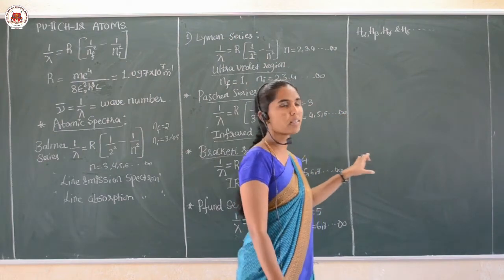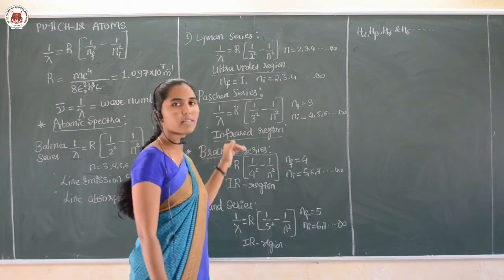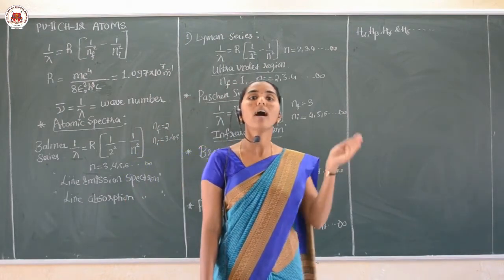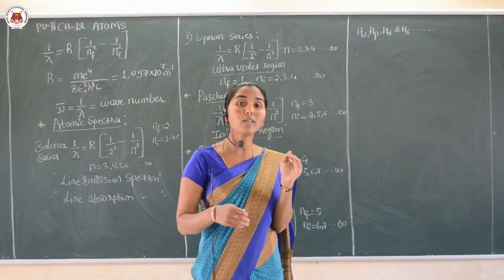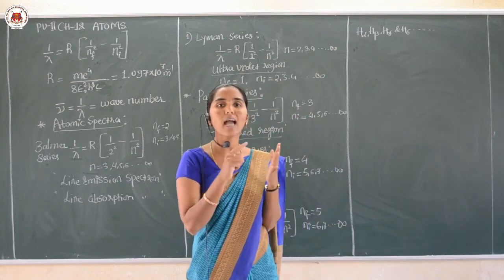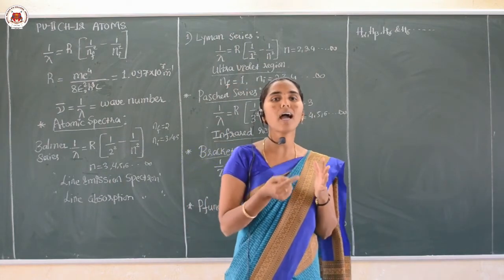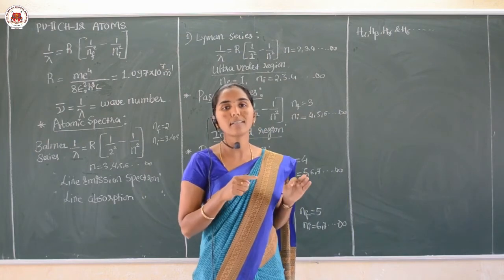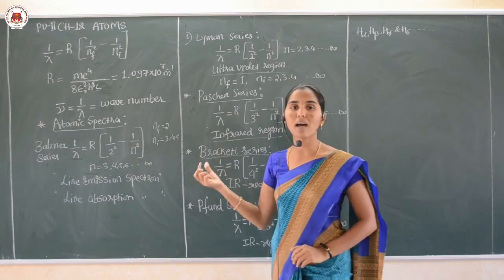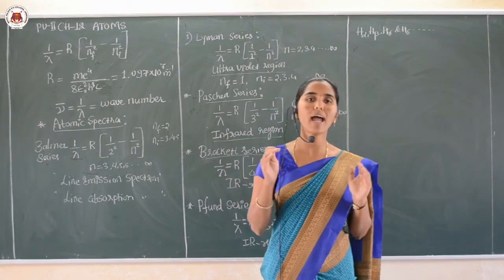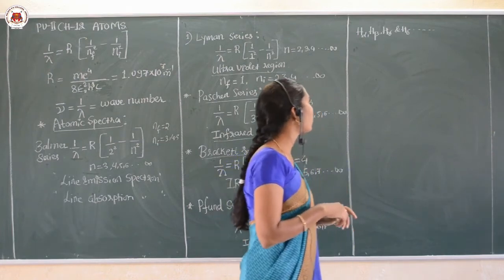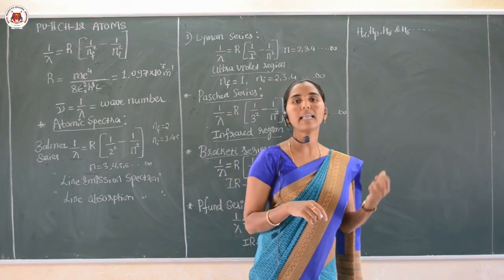And see, dear students, whatever 5 series we discussed here, these are applicable only to the hydrogen atom and hydrogen-like atoms. What is a hydrogen-like atom? Singly ionized helium and doubly ionized lithium are considered to be hydrogen-like atoms. So, these series are only applicable to such atoms only. Am I clear? Okay.